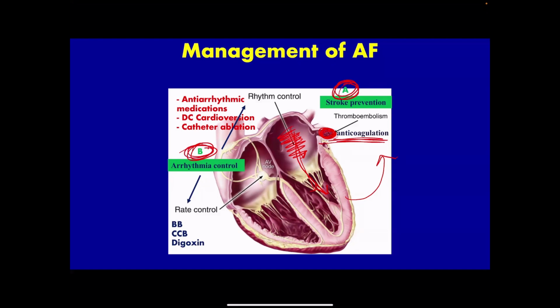And part B of the management is that you manage the rate by giving beta blockers, calcium channel blockers, digoxin to calm down the heart because it's pumping too fast. Or you can give antiarrhythmic medication, or you can do DC cardioversion. DC cardioversion is not the same as defibrillation, like the one you see in movies where they say clear and they shock the heart. That's defibrillation.